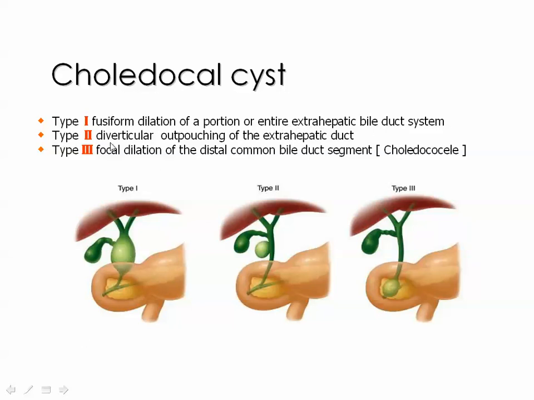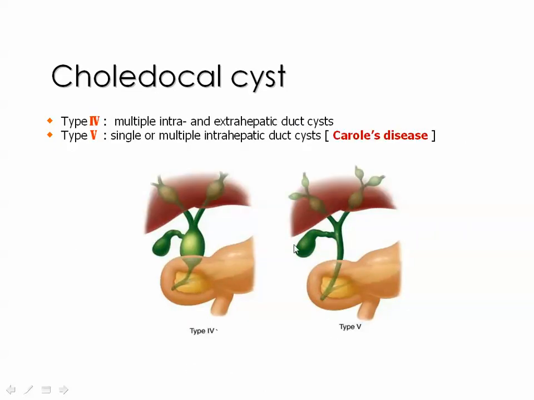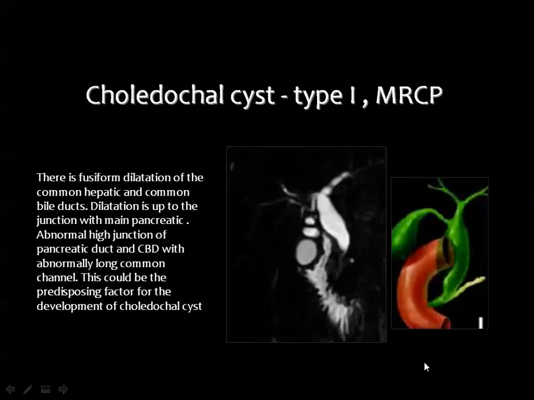And type 2 is diverticular outpouching from the extrahepatic biliary radicals. Type 3 is the focal dilatation of the distal part of the common bile duct, which is known as choledochocele, and is usually similar to the ureterocele in the ureter. Type 4 is dilatation of the intra and the extrahepatic biliary radicals. Type 5 is cystic dilatation of the intrahepatic bile ducts, and this is known as Caroli disease.